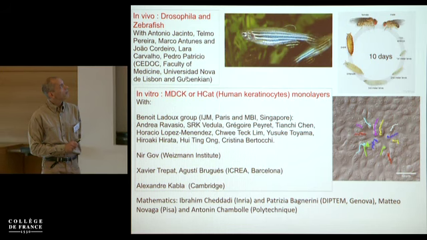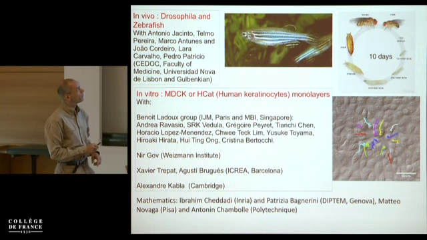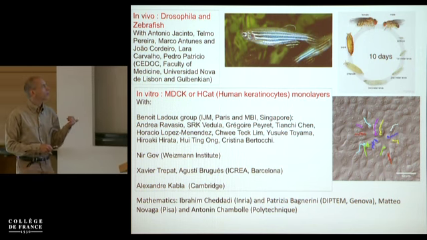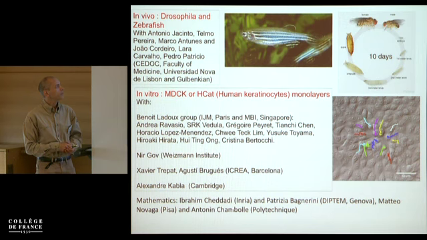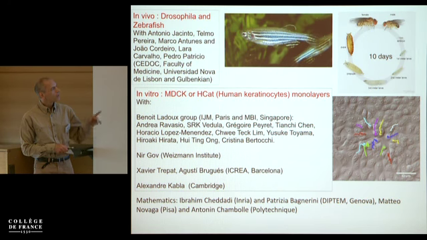Here we have better access to the physical parameters, so we can understand a little better what's going on in our systems and measure some things more directly. The math work is essentially done with a postdoc, Ibrahim Shedadi, who is now at INRIA in Montpellier, and Patrizia Bagnerini from Genova. The more theoretical work is done with Matteo Novaga, who is in Pisa, and Antonin Chambolle, who is at Polytechnique.